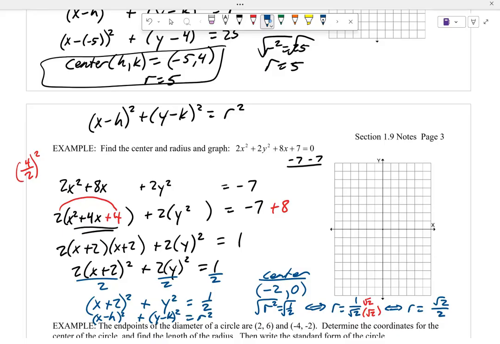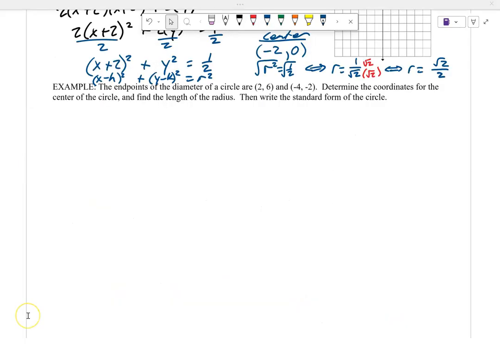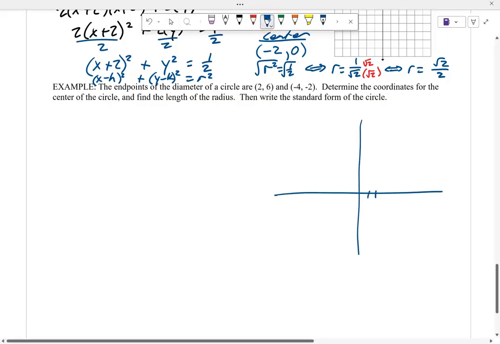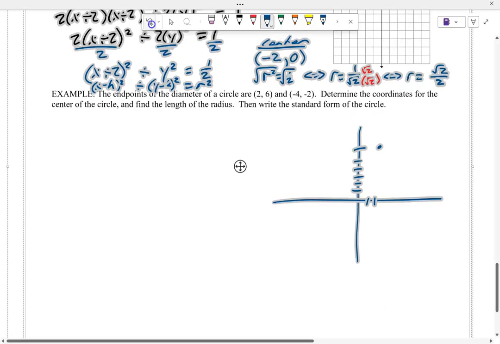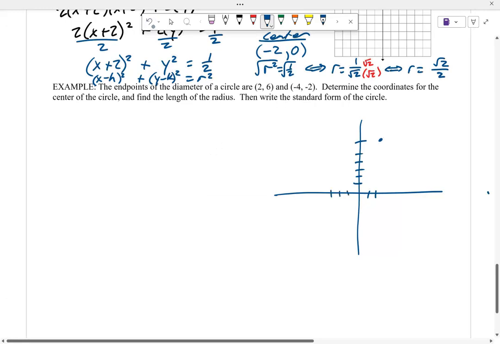So -2, 0. Let's put that center on there. And then square root of 1/2, that's like point something, right? So it's just a pretty small circle there for our radius. It looks like on this one we've got the endpoints of the diameter of a circle. In fact, let's make this visual. We've got 2, 6, we've got -4, -2.